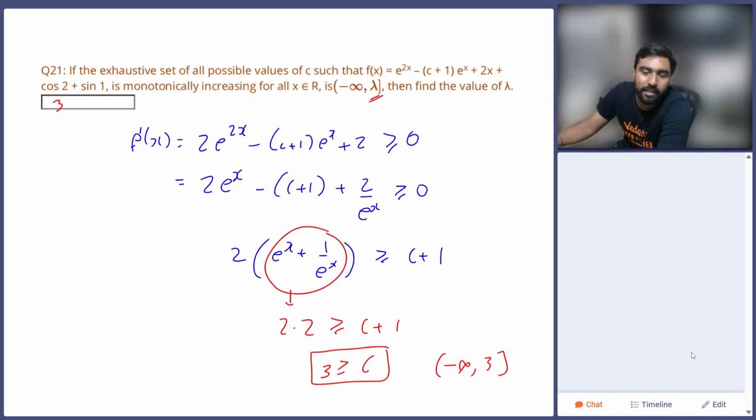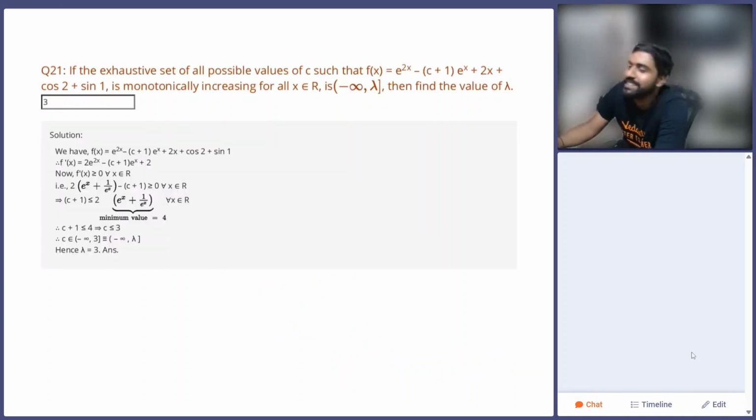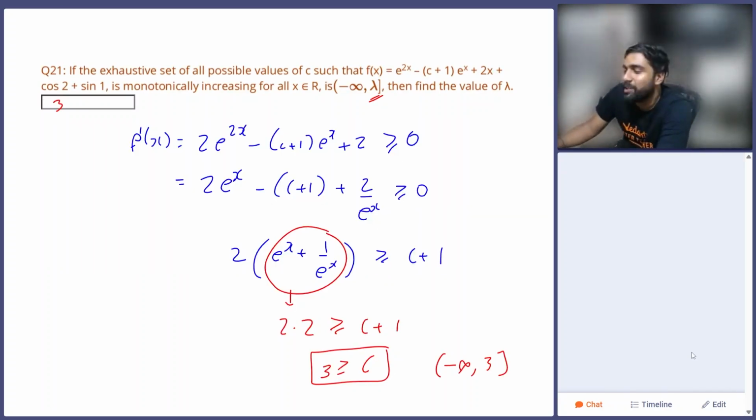Therefore lambda value should be equal to 3. 3 will be the answer for the question. Okay, everyone? Okay, it is clear.